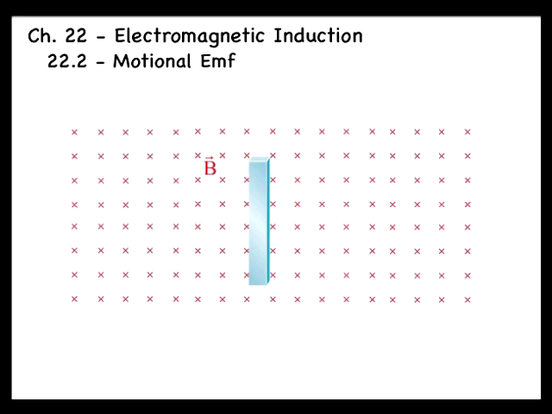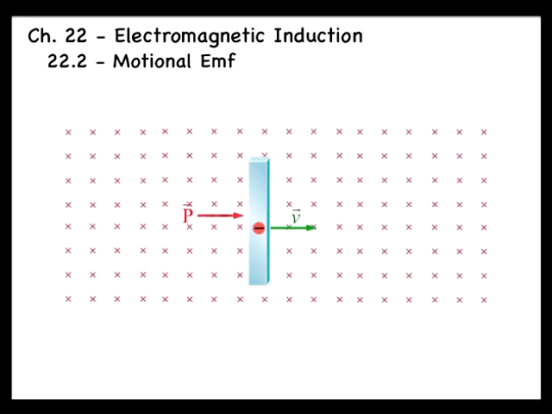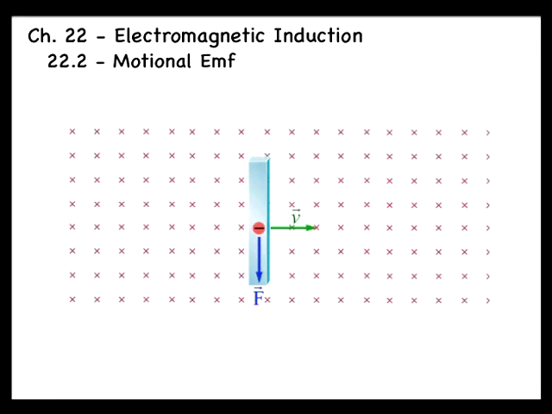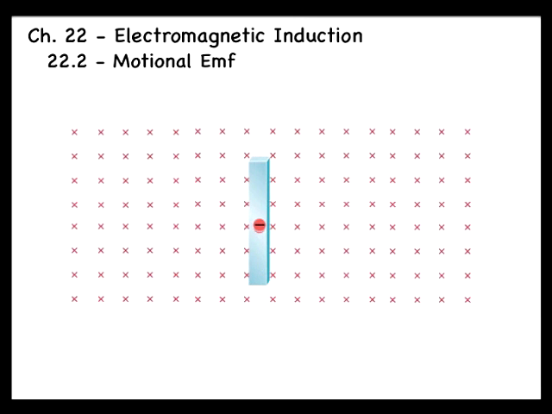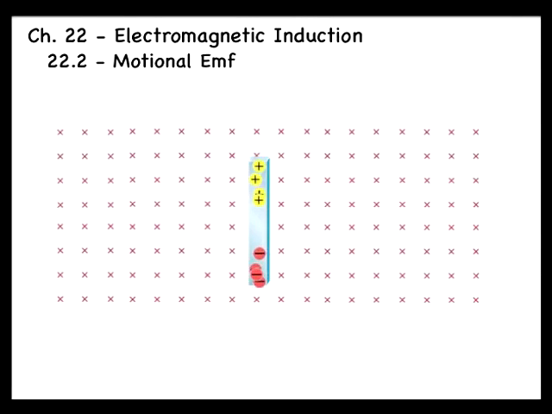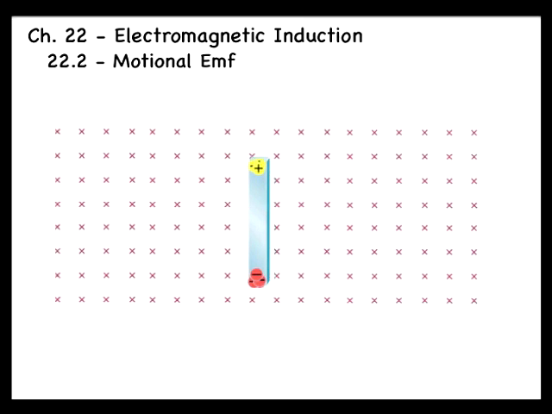Consider the metal rod of length L shown here, moving to the right. The velocity v of the rod is constant and is perpendicular to a uniform magnetic field B that points into the screen. Each charge q within the rod also moves with the velocity v to the right and experiences a magnetic force of magnitude F equals qvB. By using right-hand rule number 1, it can be seen that the mobile free electrons are driven to the bottom of the rod, leaving behind an equal amount of positive charge at the top.